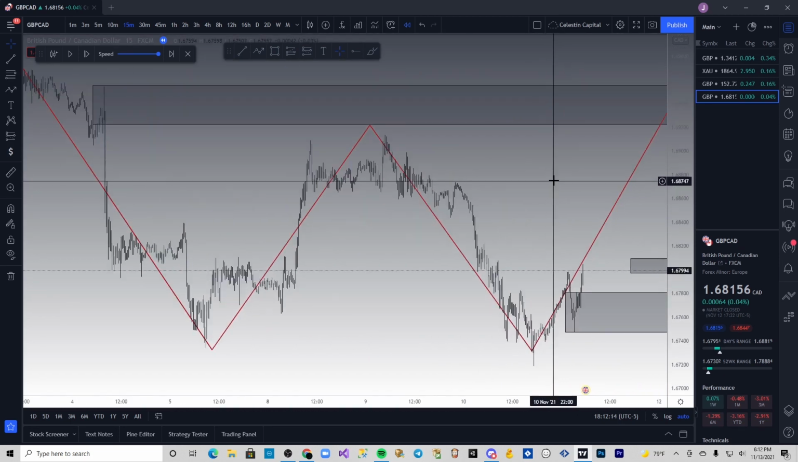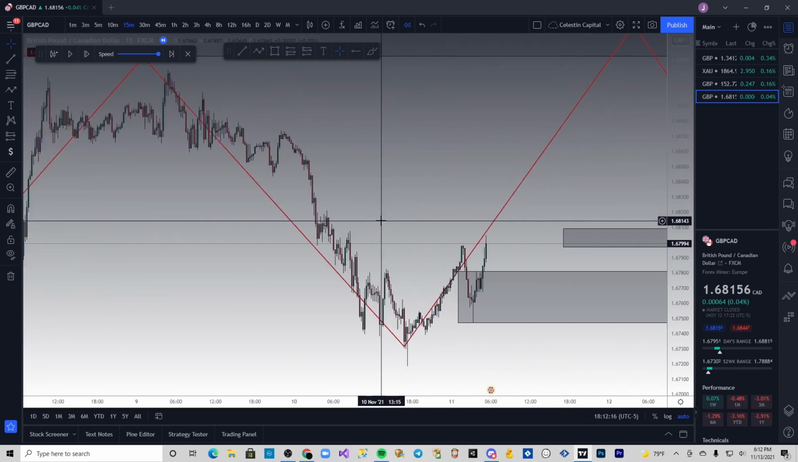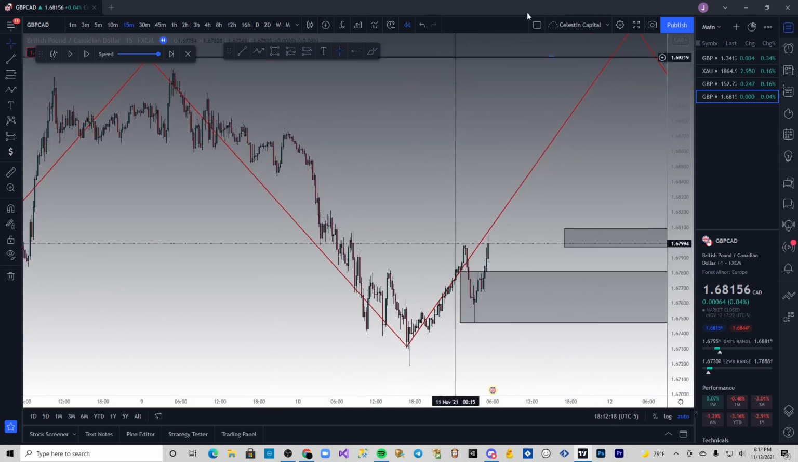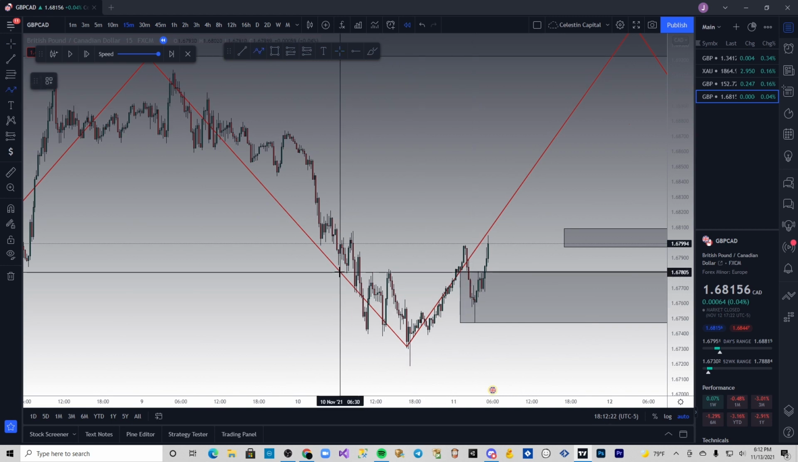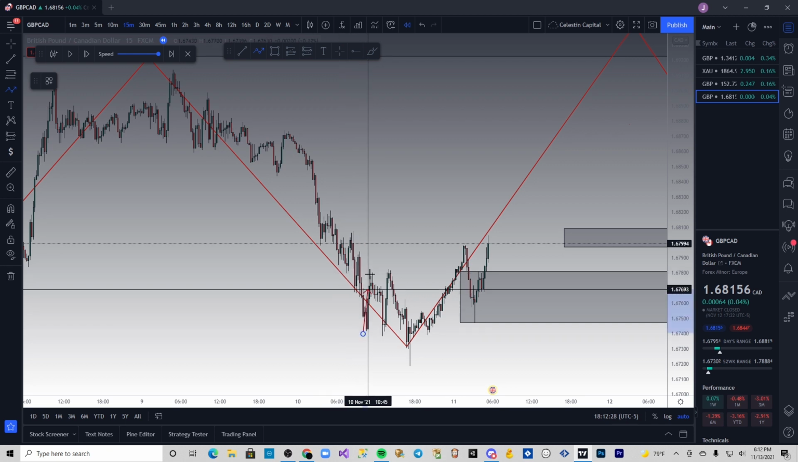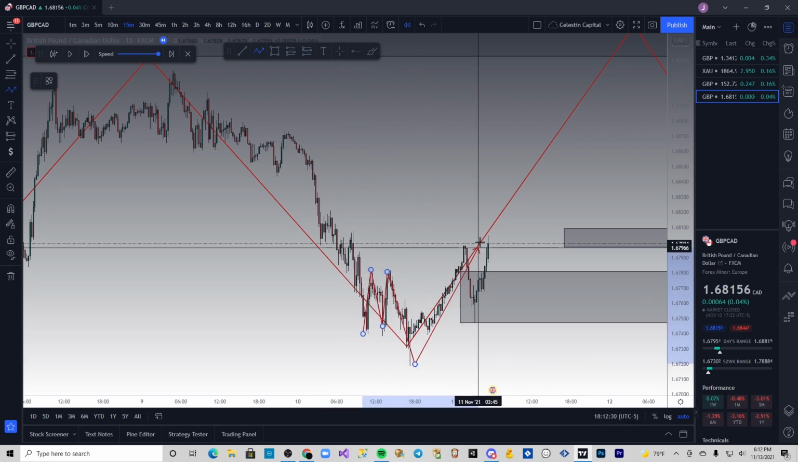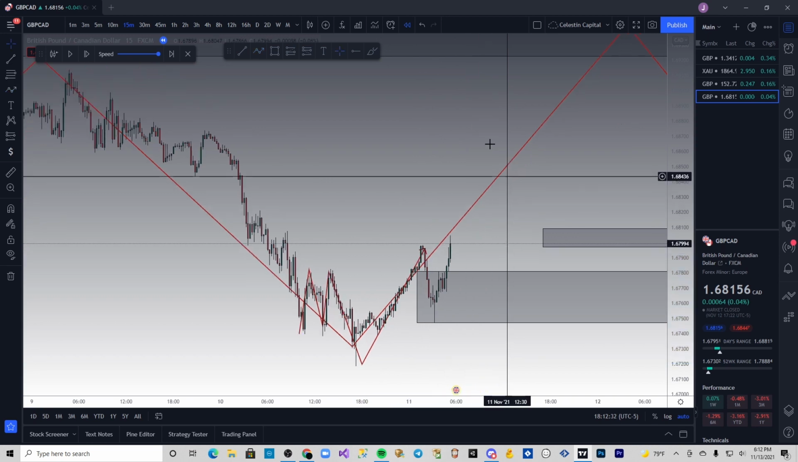But if we zoom in more, we see that this is the microstructure. This is the fractal nature of what's going on in the market. If you don't understand what fractal is, it basically means that whatever happens on a higher time frame happens on a lower time frame. So this is what I see happening, and then this big impulse to the upside.